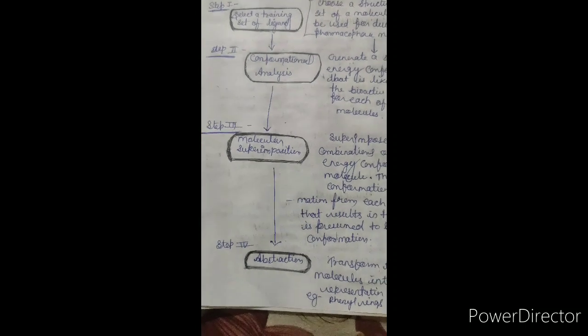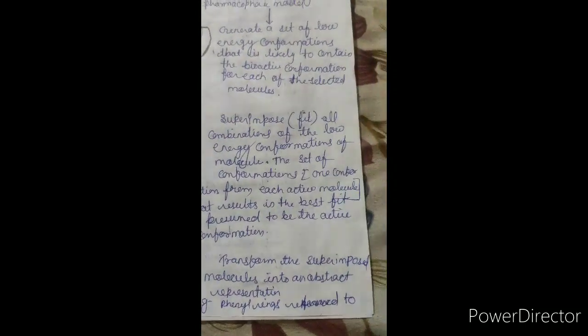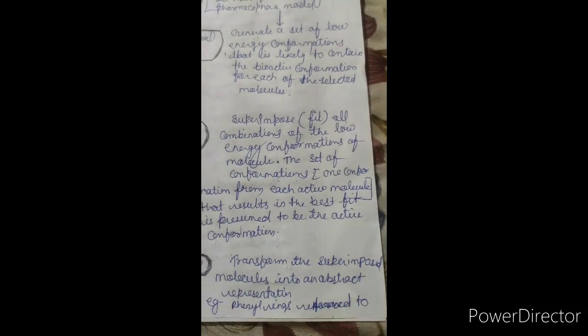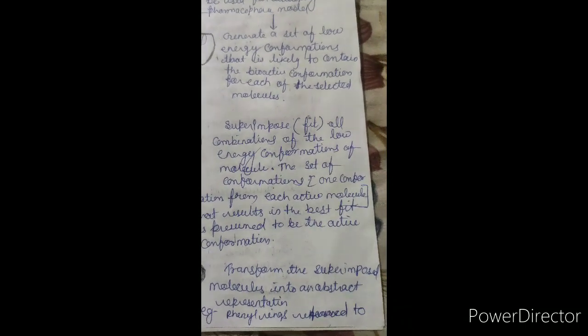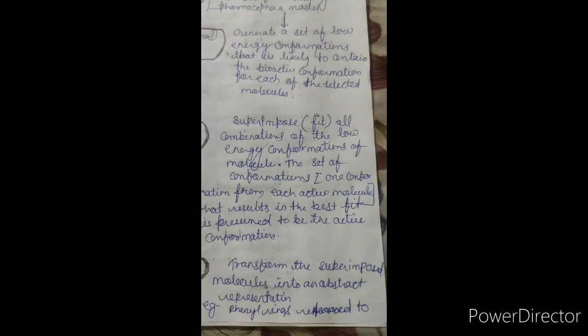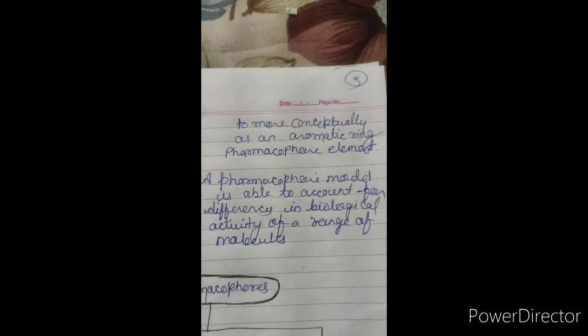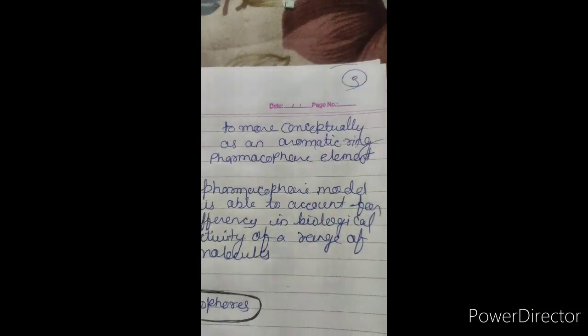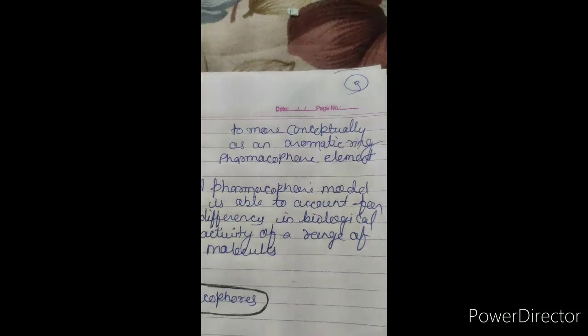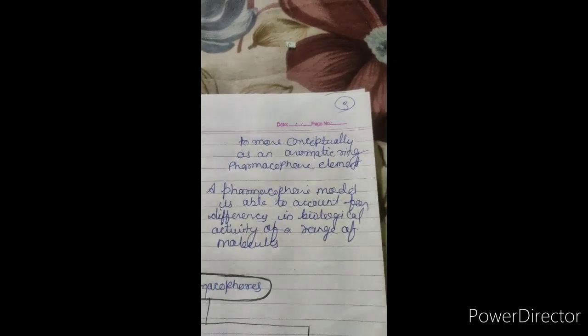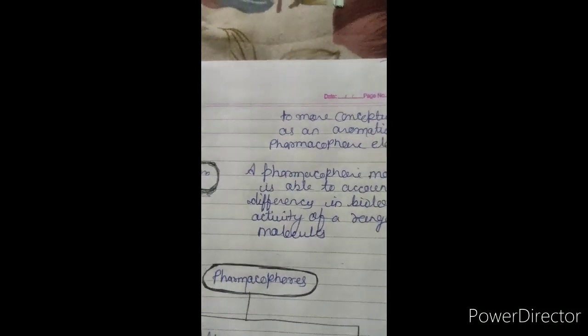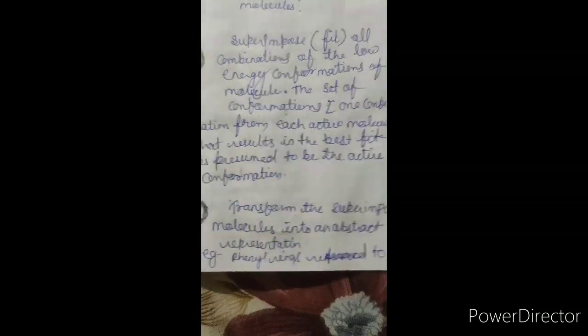And second last is the abstraction. They transform the superimposed molecules into the abstraction representation. Abstraction representation means, if you consider a phenyl ring, if our ligand has a phenyl ring, then it can be represented as an aromatic ring. A phenyl ring can be said to be an aromatic ring. So this will be a pharmacophore element, and this is the abstraction representation.